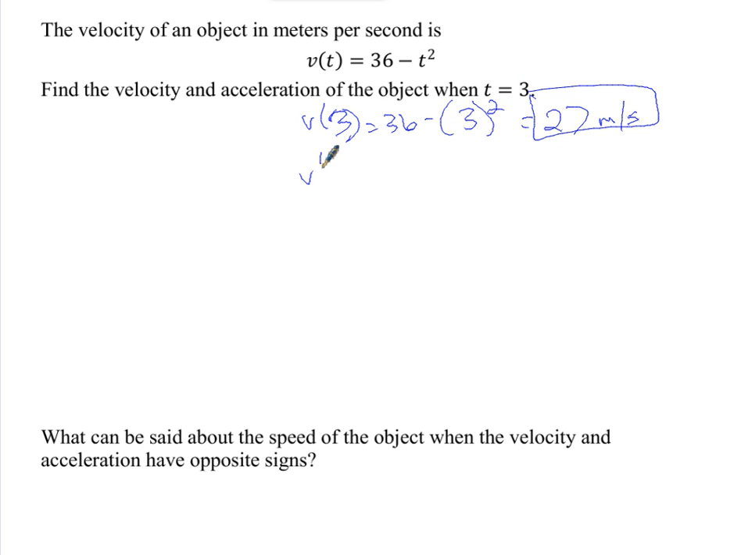Right. V prime of t, which is the acceleration, A of t, is going to be what? Negative 2t. So now I want what? Plug in 3. V prime of 3 equals negative 2 times 3, which is negative 6 what? Meters per second?